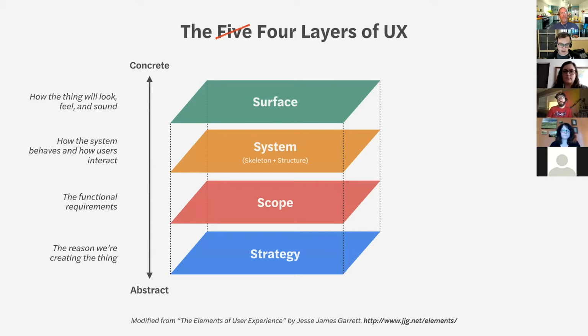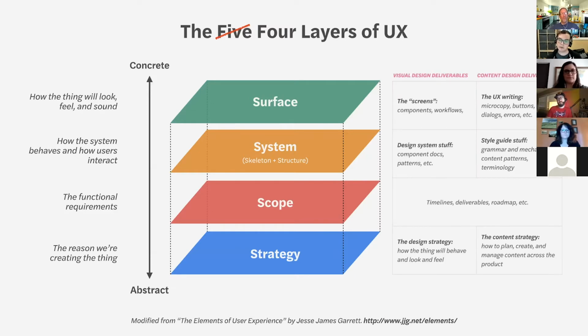We have the strategy, the reason behind why we're creating something. We have the scope of what we're doing. We have a system, which is like the skeleton and the structure: how the system behaves and how users interact. We have that surface level of how things will look, feel, and sound. A lot of people can relate this pretty well to visual design deliverables, right? There's a design strategy, there's design system stuff, and there's the screens, like the actual mocks and the prototypes.